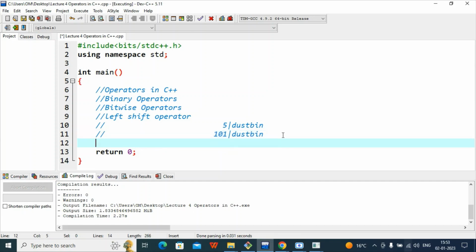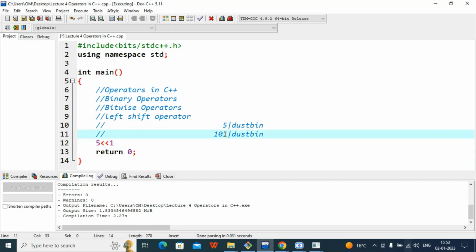Now I am saying 5 left shift. Why is it called left shift? Because the arrows are on the left side, as you can see. Earlier, when I said right shift, you were throwing the rightmost bit to the dumping ground. But left shift increases your number. How?